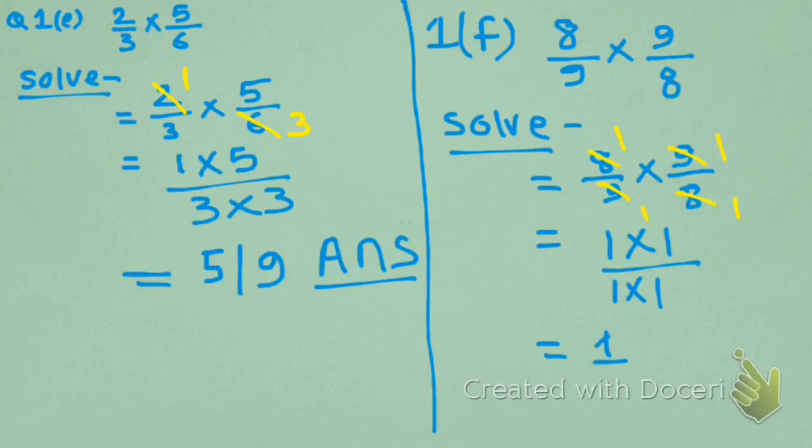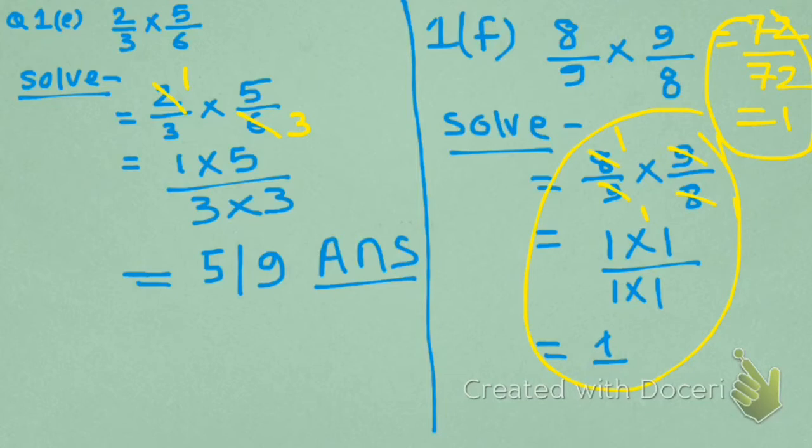You could have also solved, students, like 8 into 9. Okay, 8 into 9 is what? 72. Or here 8 into 9 is 72. So 72 upon 72 is 1. You could have also solved like that, or you can also solve like this method. Okay, this is your choice. So let's go to the next question.